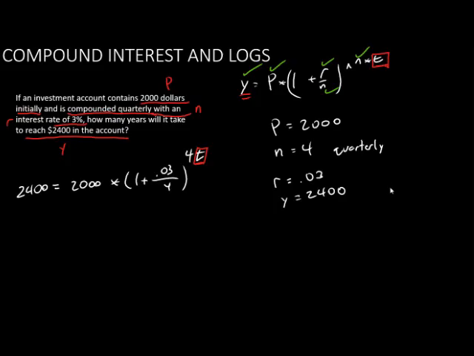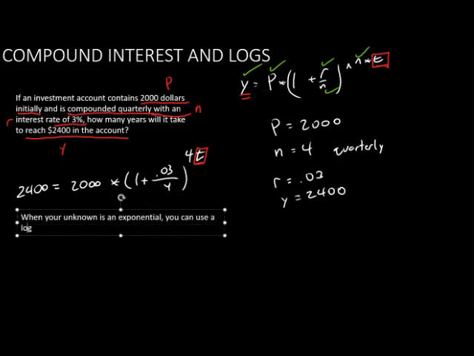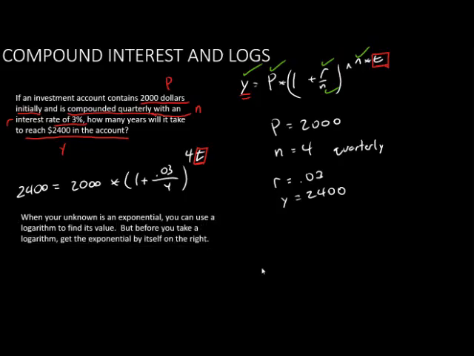When your unknown is inside of an exponential, we can use a logarithm to find its value. However, it's not the best time to take a logarithm right yet. Before you take a logarithm, try to get the exponential by itself on the right. Therefore, we're going to have to divide by 2,000 in order to get that exponential by itself.